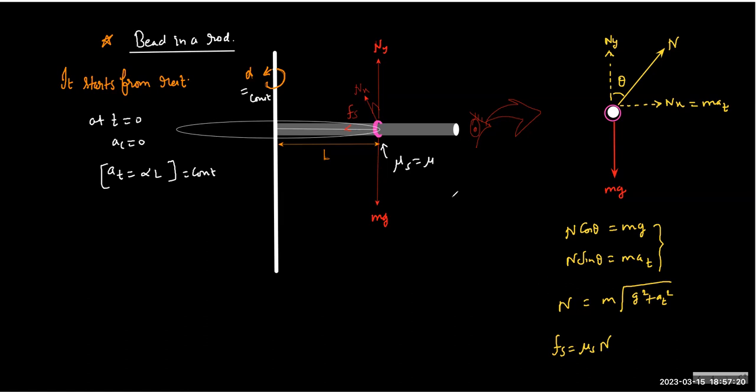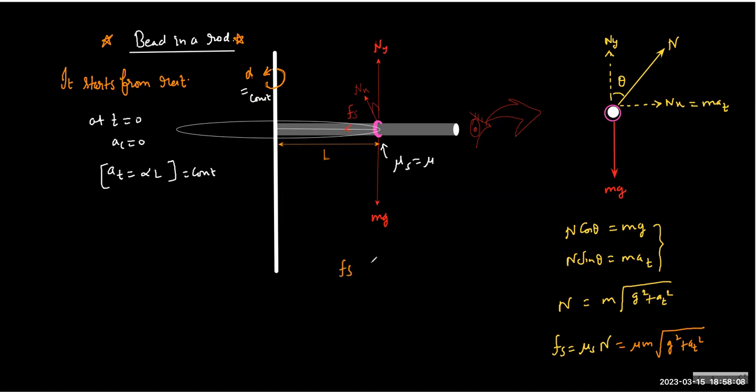And that is why this question is supposed to be the challenging problem. And it requires much more visualization than the regular problem. I'm trying to give you a different perspective. If you are able to understand this, it's really a big deal. So this is root of g square plus at square. And again, we know how to write at, it is alpha into L. And we are done. So here, the equation of motion, what you're going to write is?